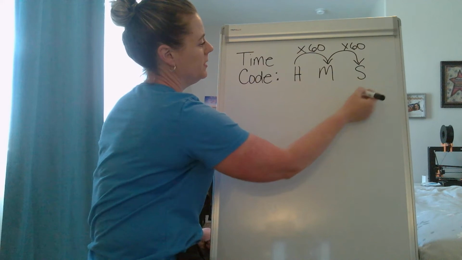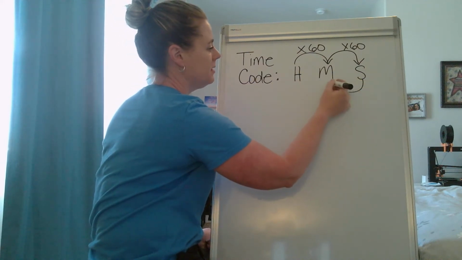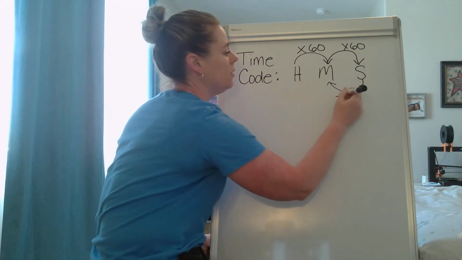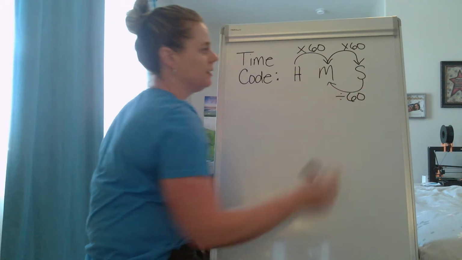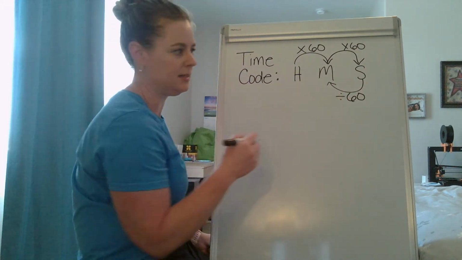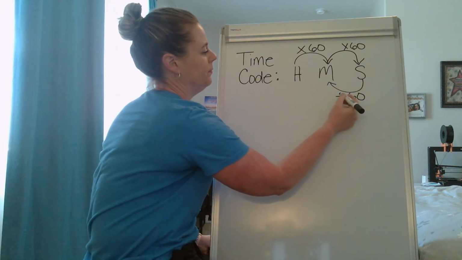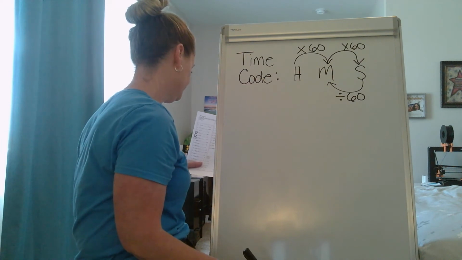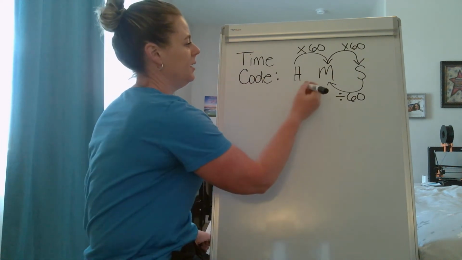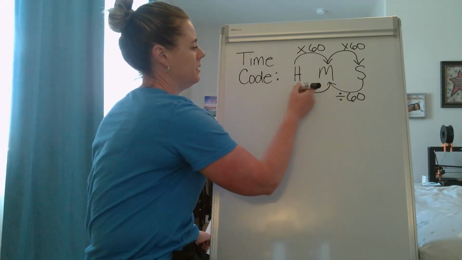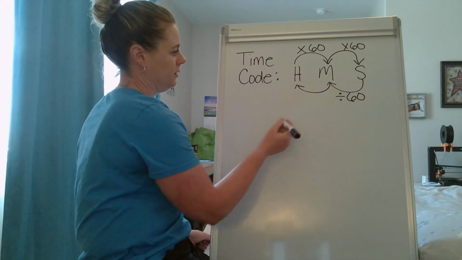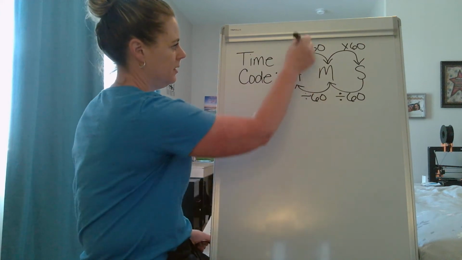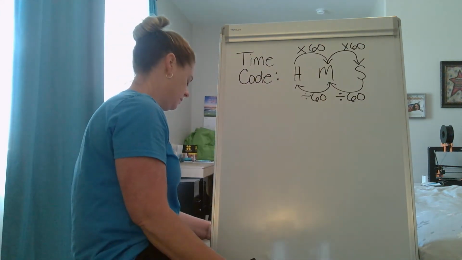So when we go from seconds to minutes, we're going from the smaller to the bigger. Now we're going to do the opposite. We're going to divide by 60, which gets a little tricky. And then from minutes to hours, divide by 60. Opposite of multiply is divide.